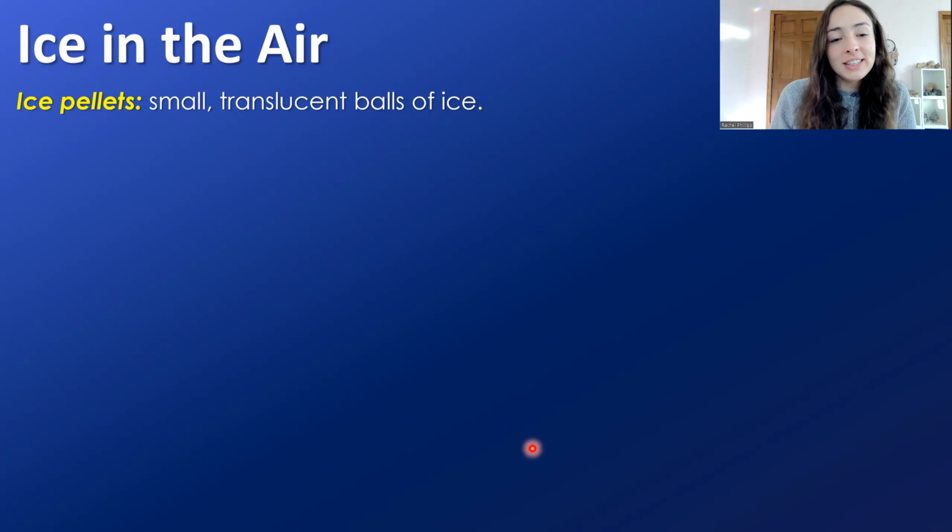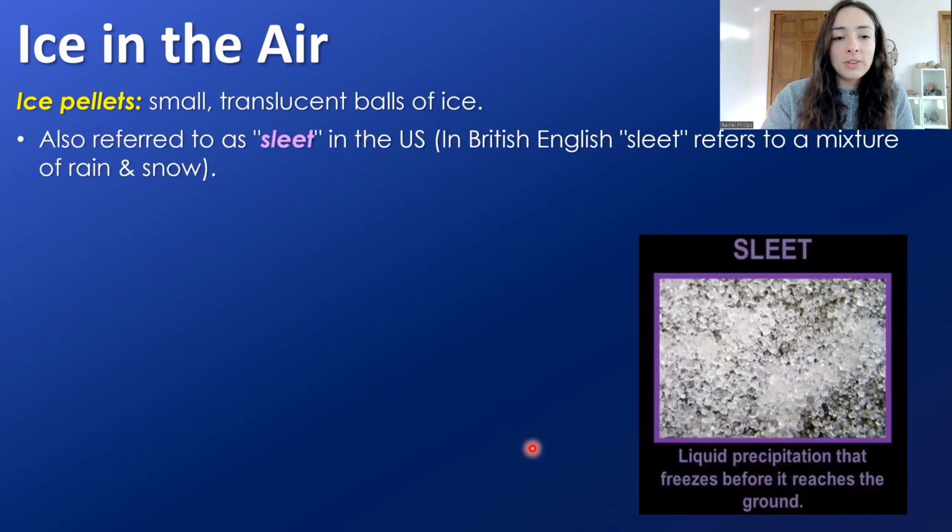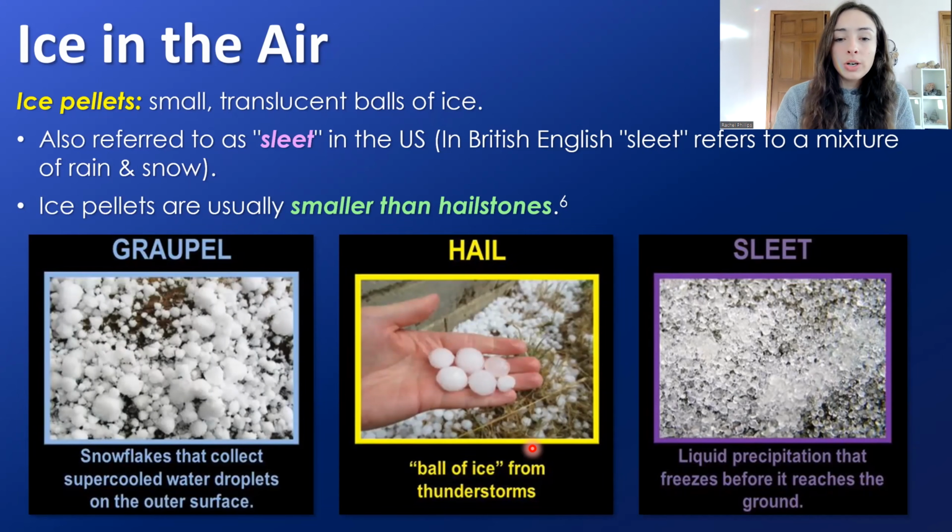They're small balls of ice, typically small translucent balls of ice, and they're also referred to as sleet in the US. Apparently, in British English, sleet refers to a mixture of both rain and snow, but in the US, sleet refers to ice pellets, and ice pellets are smaller than what we typically refer to as hail.